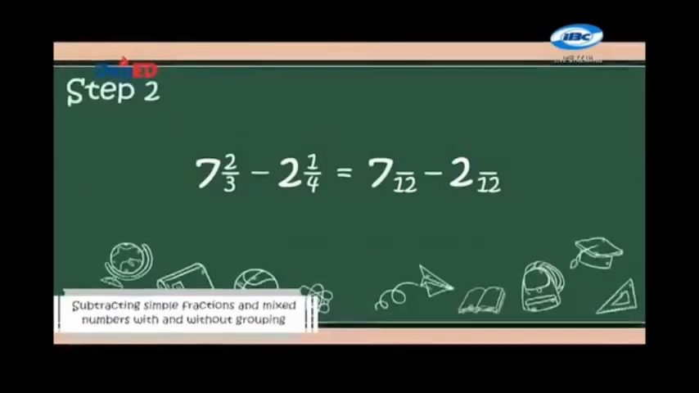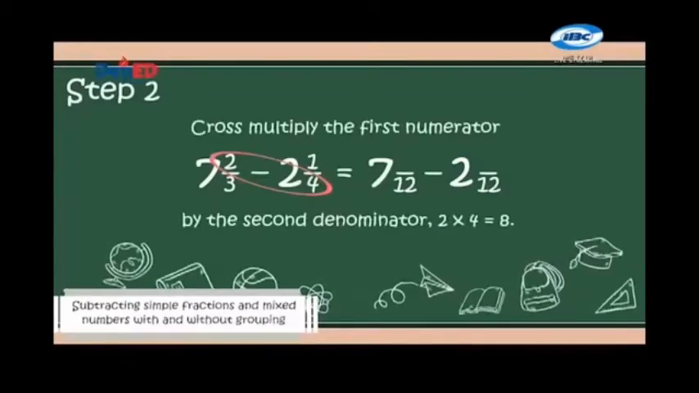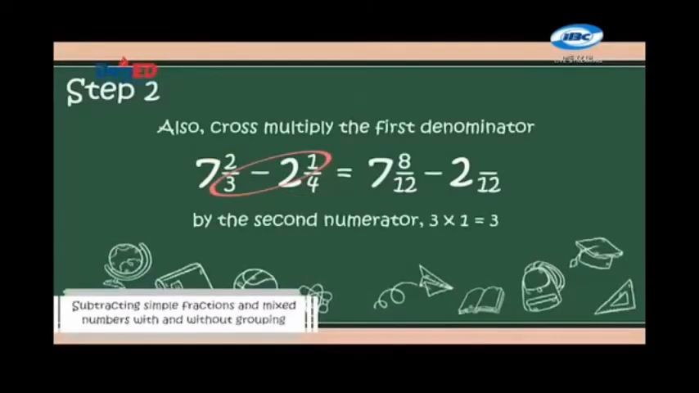Step 2. Cross-multiply the first numerator by the second denominator. 2 times 4 equals 8. Also, cross-multiply the first denominator by the second numerator. 3 times 1 equals 3.